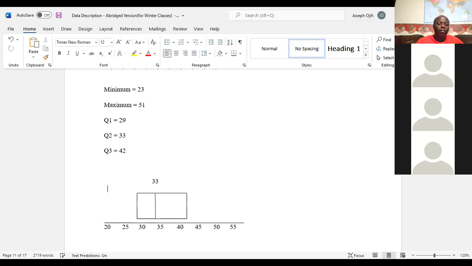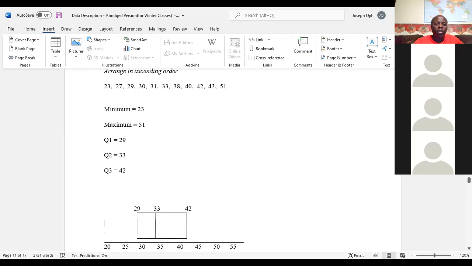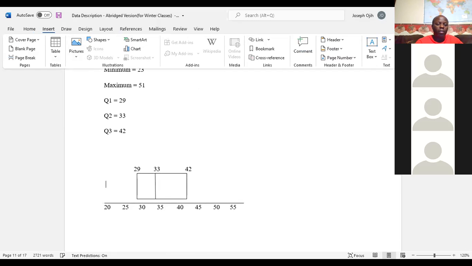So this is 29, 33, 42. Now I'm going to remove this 33 here. Now we can get our whiskers. Our whiskers will be from here. Sorry, the lowest number is 23 right here. So we should be around this place. And the highest number there is 51. 51 should be here.